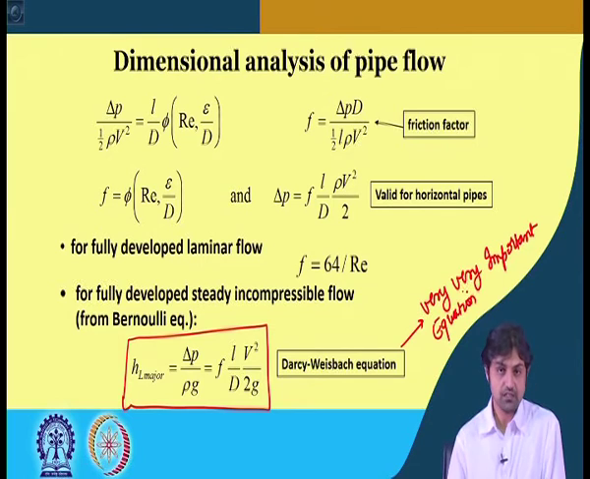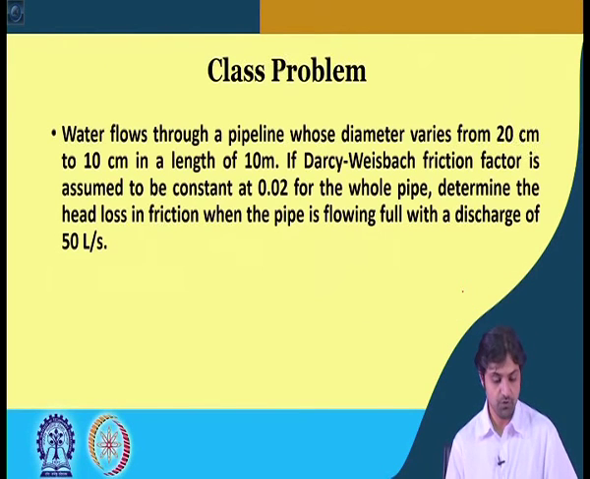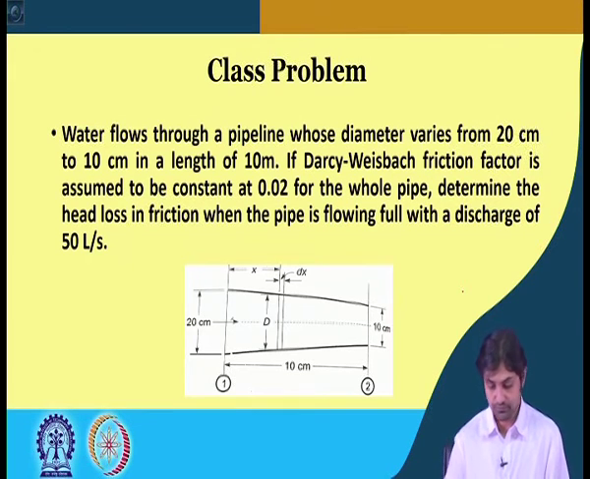So how do we estimate F? If we knew the Reynolds number and epsilon by D, the recipe would be available to find the friction factor F. Before going to how to find epsilon by D, I have a small class problem which we are going to solve.